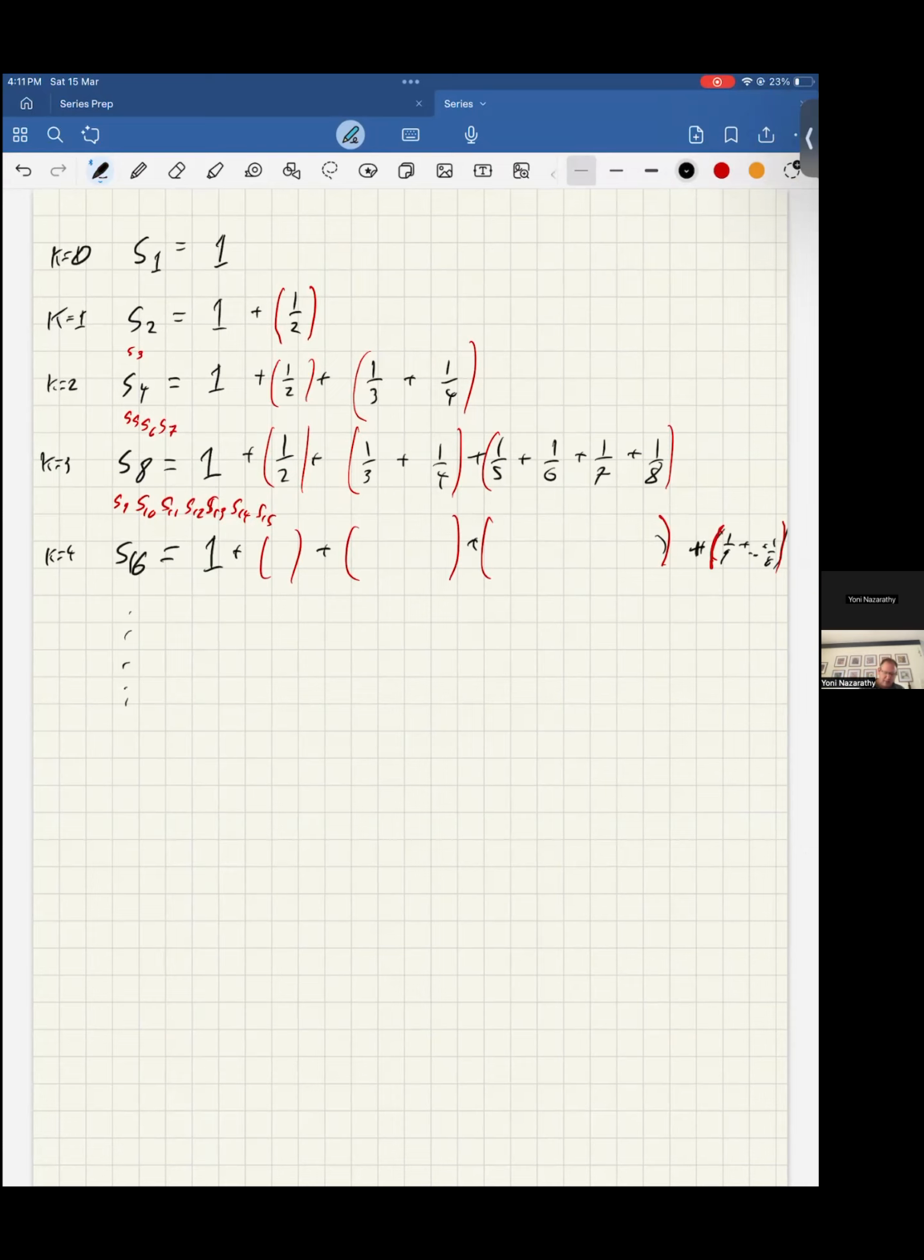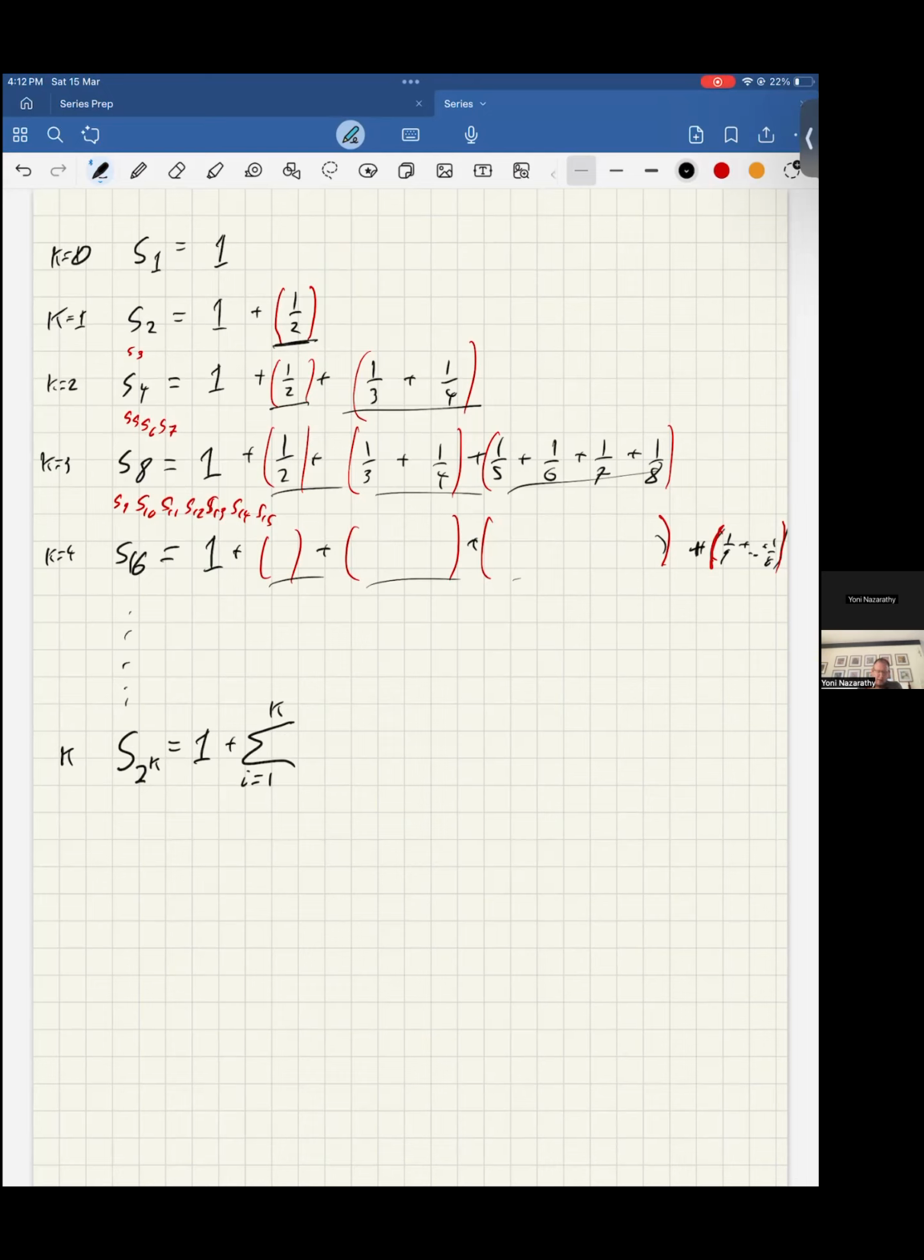Without too much hassle, you can verify that for general k, if you look at the 2 to the power kth element in the sequence of partial sums, you get, of course, the 1, which is your first term. And then you get, for i going from 1 to k, k terms. When k equals 1, there's 1, when k equals 2, there's 2, when k equals 3, there's 1, 2, 3, and when k equals 4, there's 1, 2, 3, 4. So you get k terms.